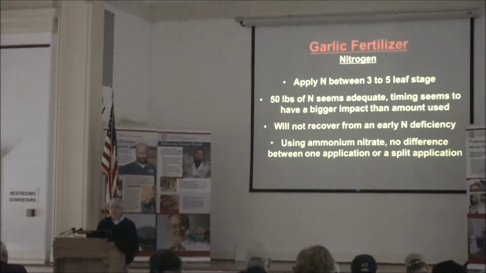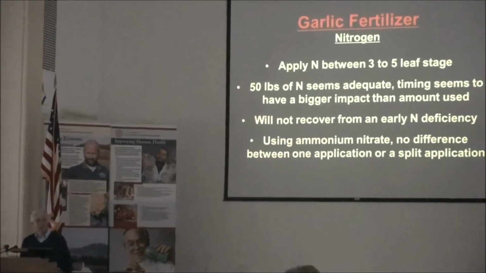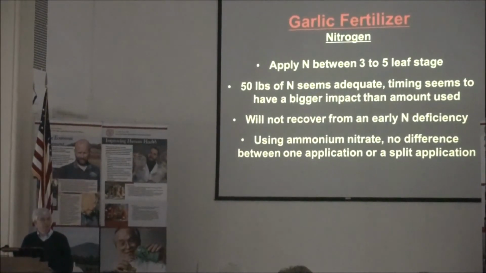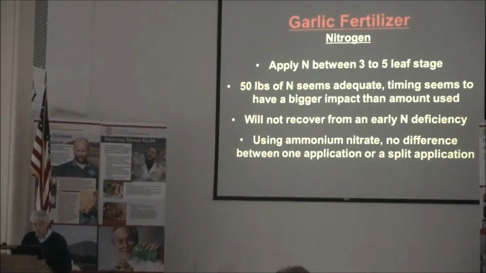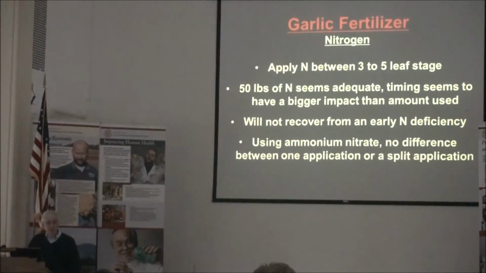So again, based on what Angela and Royal Rock did back in the late 1990s, it seems like the best time to apply the nitrogen is at the 3 to 5 root stage. 50 pounds of nitrogen seems to be appropriate. Going above that didn't seem to be giving us any greater yield. The one thing they caution is that if you do wait, it seems like there's a long-term effect, that the garlic can't recover from an early nitrogen deficit. And when they were using ammonium nitrate, they didn't see any difference between the one application or a split application. Putting all that nitrogen on at the early part seemed to do just fine.